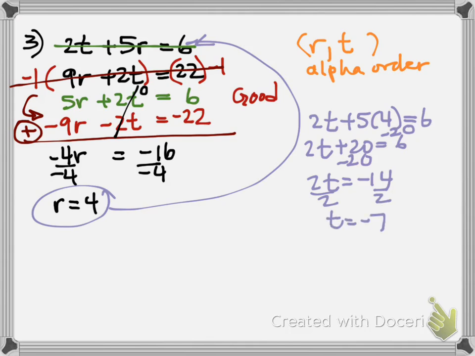So again, we're going to write alpha order, r and t. So we get 4, -7. And again, I would go back and test it to make sure that my point is right. So that's the fun bit for tonight.